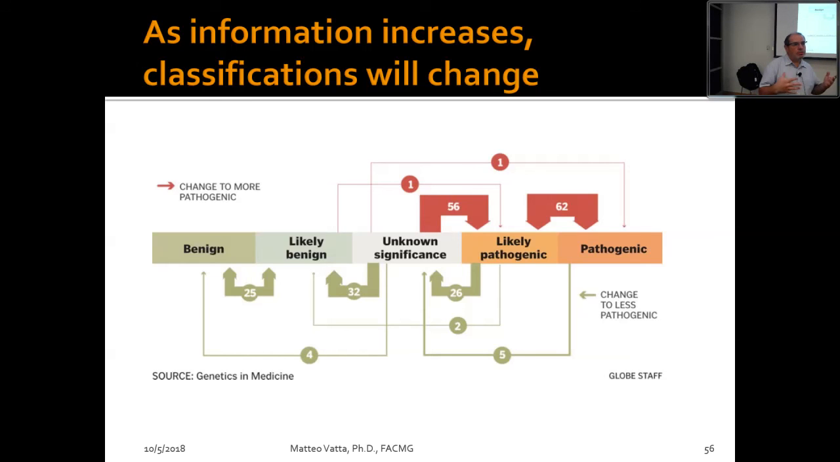So the good news and the bad news of clinical laboratories doing genetic testing is that a genetic classification is not always carved in stone. It can change according to new knowledge. For instance, when we had a very limited number of controls, some variants could not be identified for their real frequency in the general population, and so they could have one classification. So classification can change towards more pathogenic or less pathogenic, depending on the new knowledge.